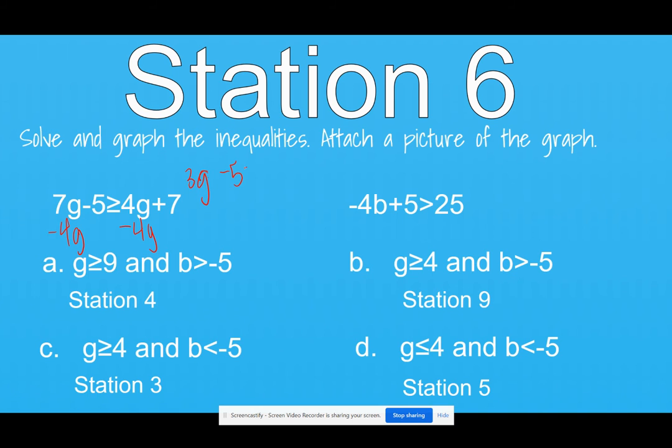3g minus 5 is greater than or equal to 7. Add 5 to both sides. I get 3g is greater than or equal to 12. So g is greater than or equal to 4. And then I put that on a number line.